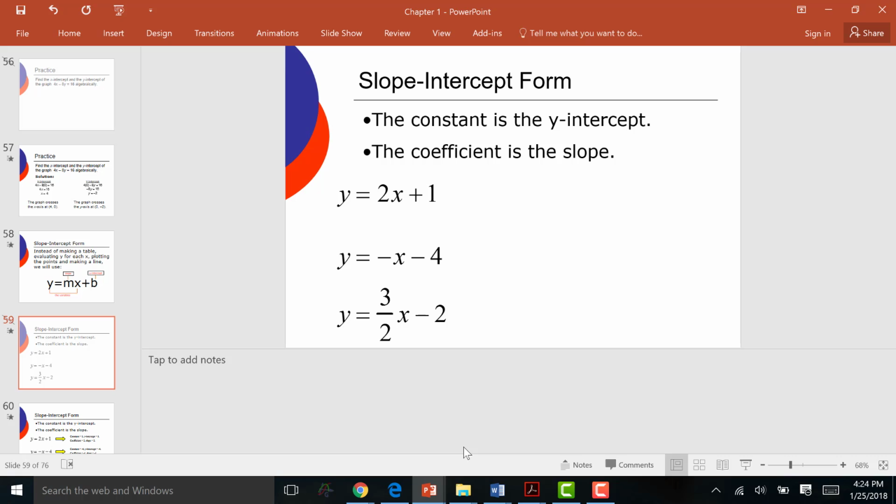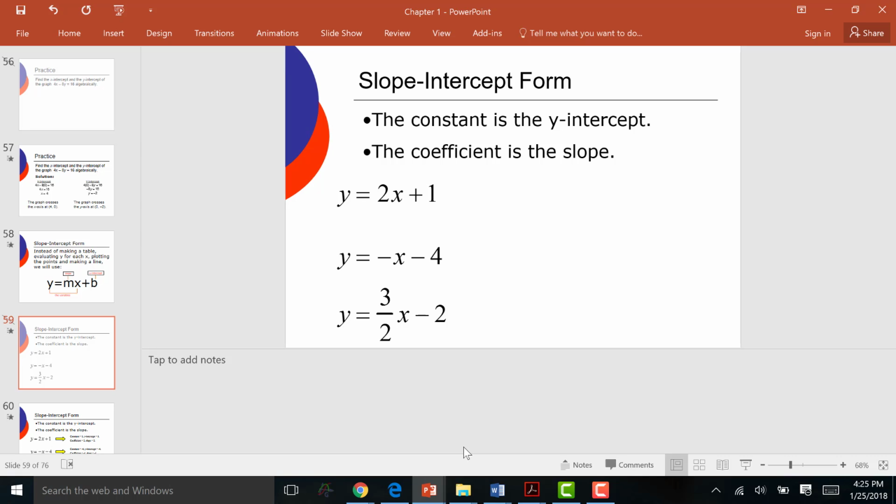What's the y-intercept for the second one? -4. And what's the y-intercept for the third one? -2. Okay, all righty. Questions. Can you graph that line just like it is? In decimals, we could just type it in and know exactly what it's going to look like.